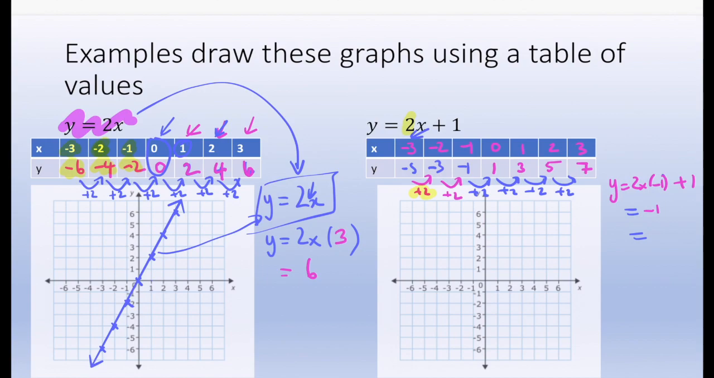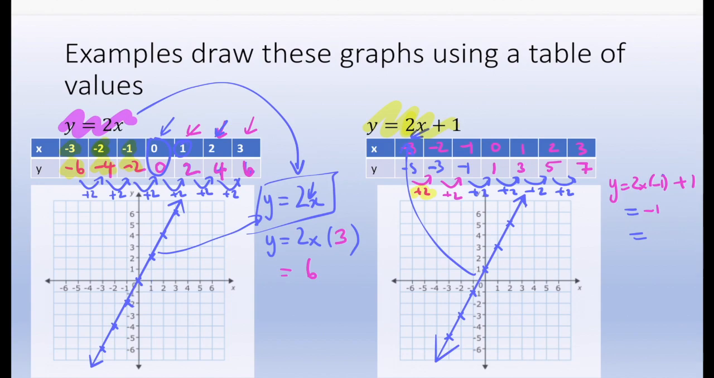So at negative 3 equals negative 5, so that's there. At negative 2 equals negative 3. At negative 1 it equals negative 1. At 0 it equals 1, so that's there. At 1 it equals 3. At 2 it equals 5. And at 3 it equals 7, which is up there. Now I'm going to just draw a line, and I've got my line there. What's this line? Well, this line is this equation, so they belong together. Okay, so that's doing a table of values to draw graphs.